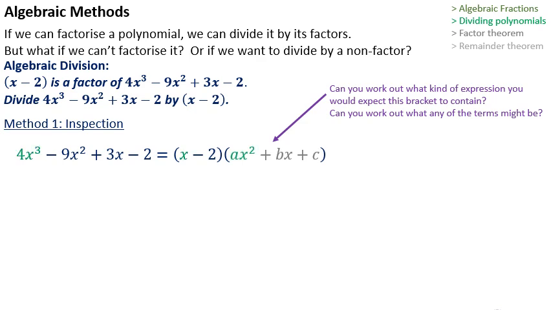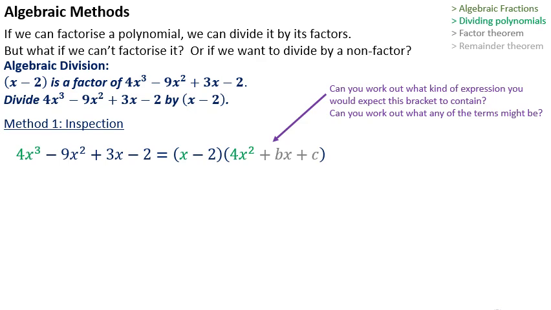We'll start by noticing this. The only way you can get an x cubed term by multiplying a linear bracket by a quadratic bracket is by multiplying the very first terms, the highest order terms from each. The x term from the linear bracket multiplied by the x squared term from the quadratic bracket. So straight away, you should be able to spot that the value of a in this expression has got to be 4. So the first thing you would fill in there is the 4x squared at the beginning of your bracket.